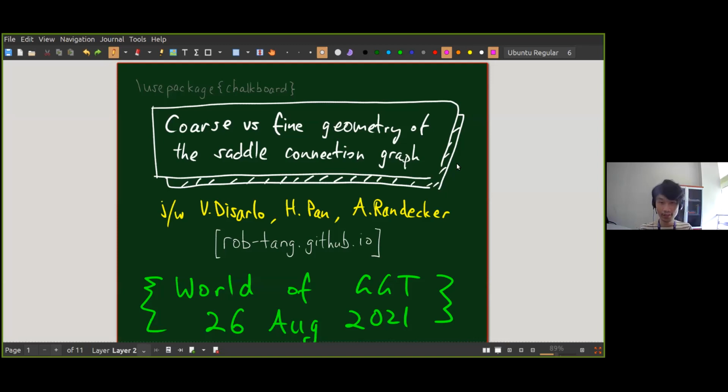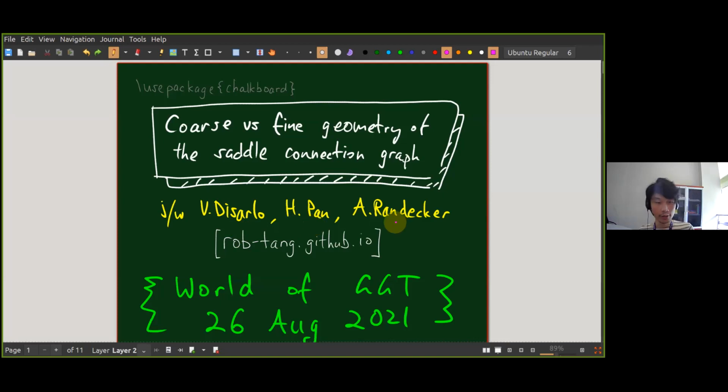Okay, as I mentioned, I'll be talking about the saddle connection graph and focusing on both its coarse geometry and fine geometry aspects. Before I begin, I should mention that everything I talk about is based on joint work with Valentina Disarlo, Huiping Pan, and Anja Randecker.